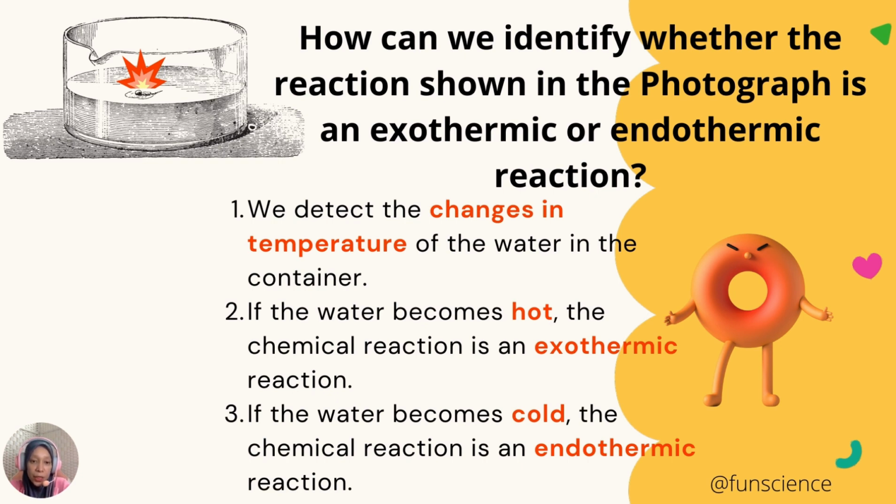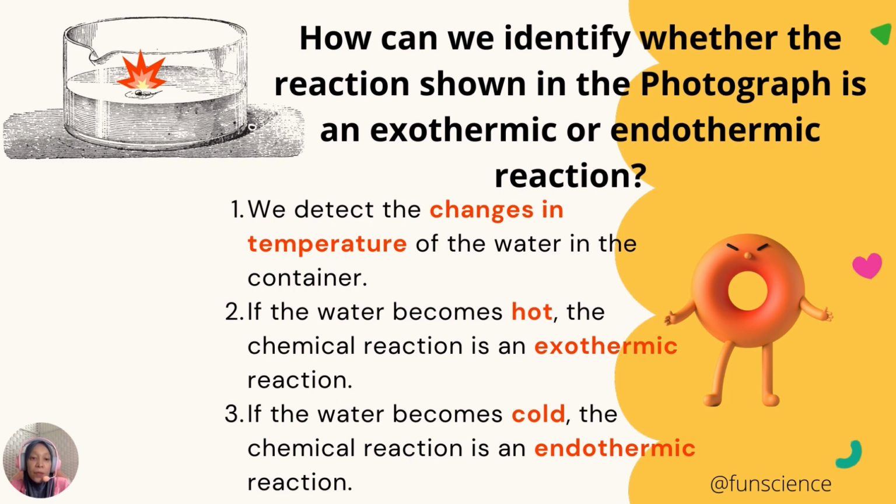There are two conditions here, two possibilities. First, if the water becomes hot, air jadi panas, the chemical reaction is an exothermic reaction. So sekiranya air menjadi panas, maksudnya chemical reaction tadi mengeluarkan haba. Mengeluarkan haba ke mana? Dari bahan kepada surrounding, to the surrounding. So, we call it an exothermic reaction.